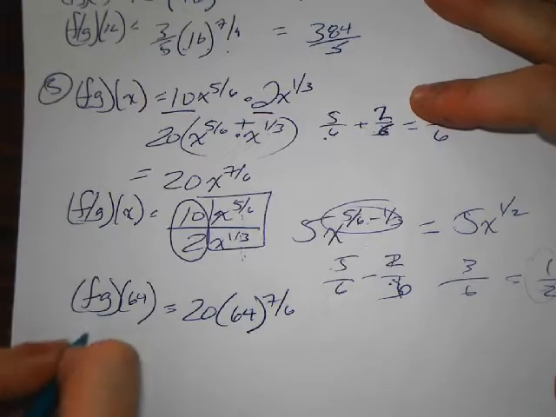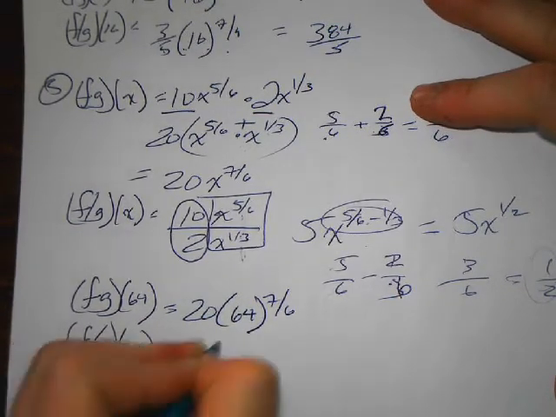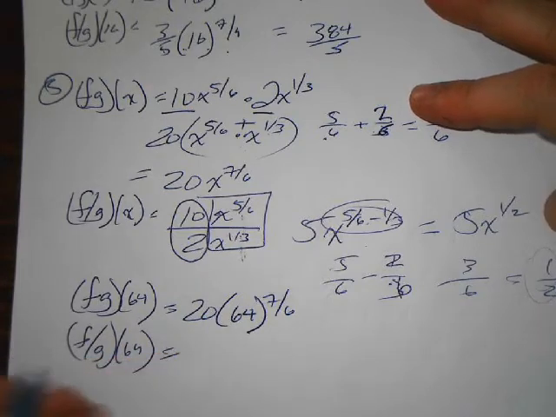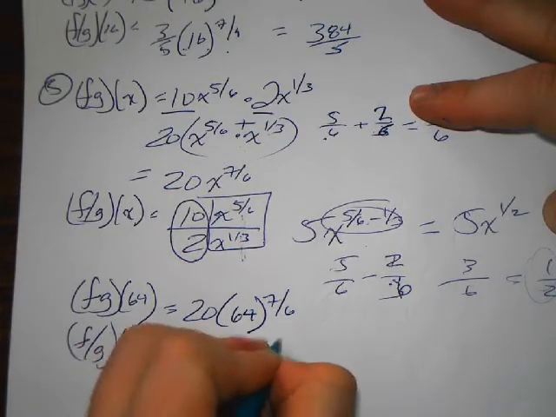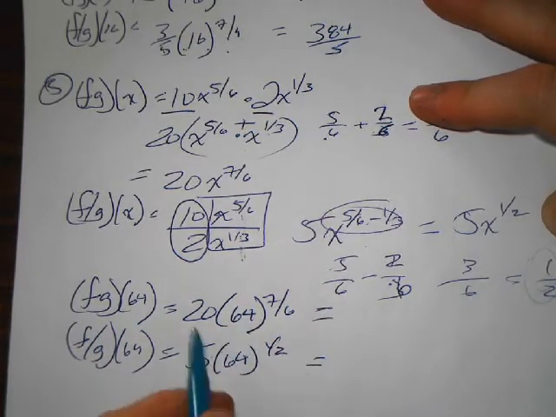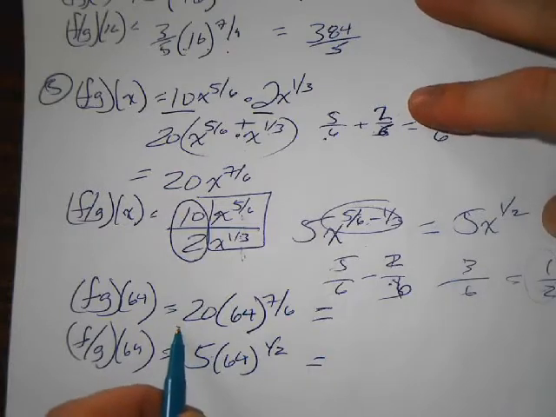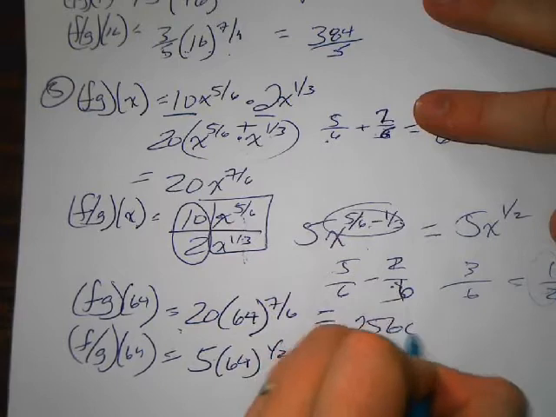And then f over g at 64 is 5 times 64 to the 1/2. Alright, we can put this into our calculator, and I'm going to do that now. When I put this into my calculator, I get 2,560.